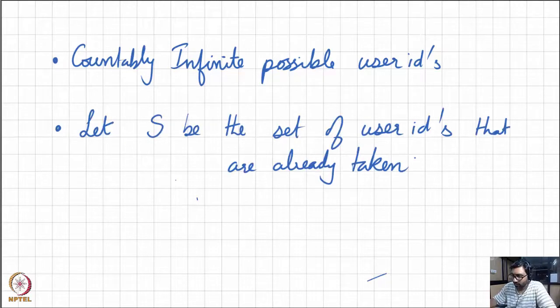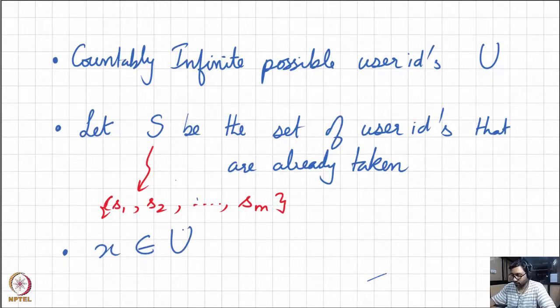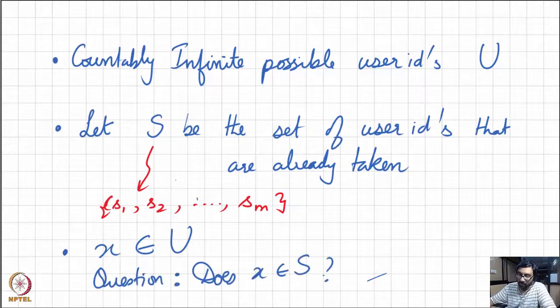So let us suppose that S is the set of user IDs that are already taken, and we denote them by S1, S2, and so on up to Sm. Now, given some element from the possible set of user IDs, let's call this set U, the universe of user IDs. Let's say we have some X that belongs to the universe of user IDs. The question is, does the user ID X belong to the set of user IDs that are already taken?